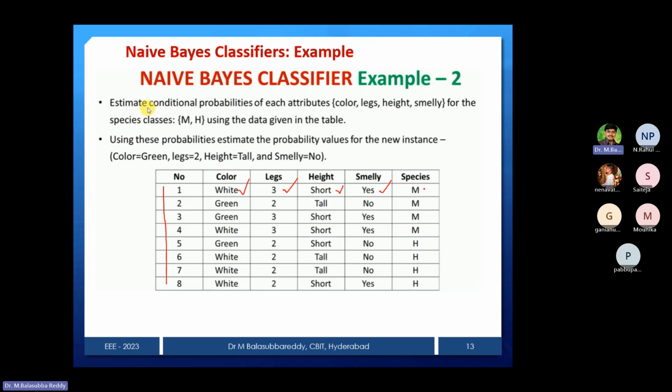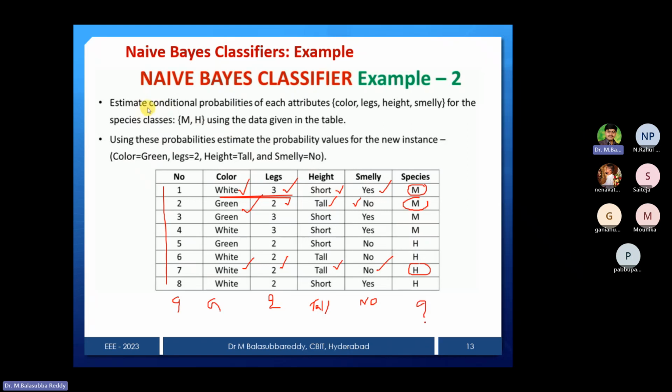Smelly, S, then species is M. Similarly, green, 2 legs, tall, smelly is no, then species is also M. And like that, if the color is white, legs are two, height is tall, and smell is no, then it is H. In these instances we can observe there is M and H. The color is green, legs are two, height is tall, and smell is no.